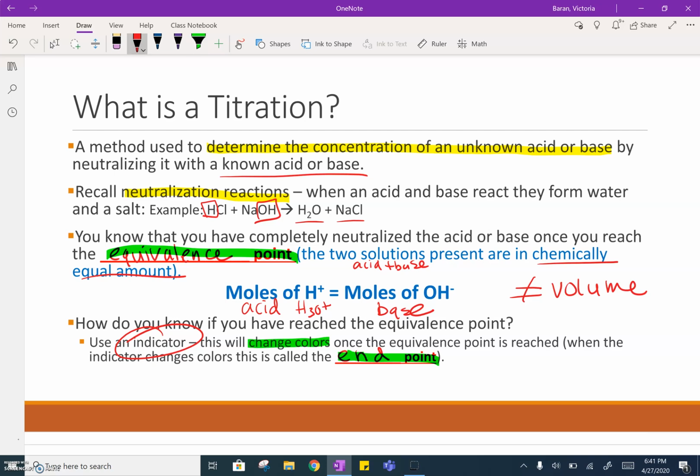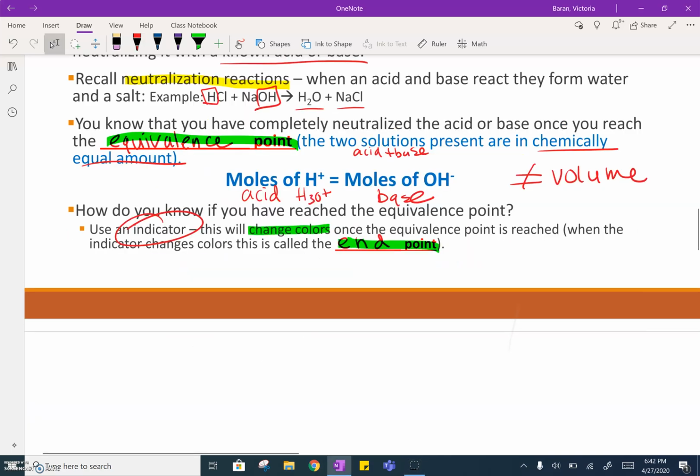Now, the color change that we're going to be focusing on and the indicator we're going to use in all of our examples is what we call phenolphthalein. Phenolphthalein is used to determine an unknown concentration of acid in particular. And in the video that you will watch for homework, they'll explain that a little bit more. But essentially, that indicator is clear when it is in the presence of an acid. And once that base is added to start to neutralize it, it will turn this light pink color once you have reached the endpoint.